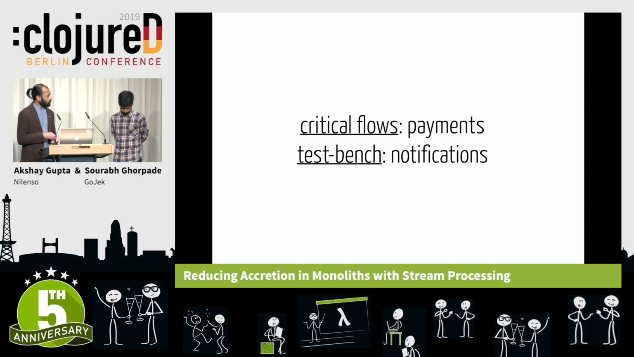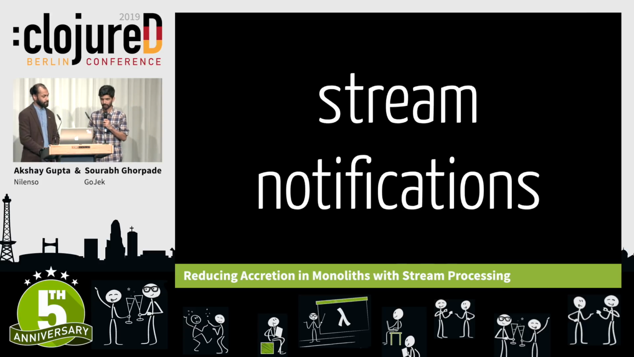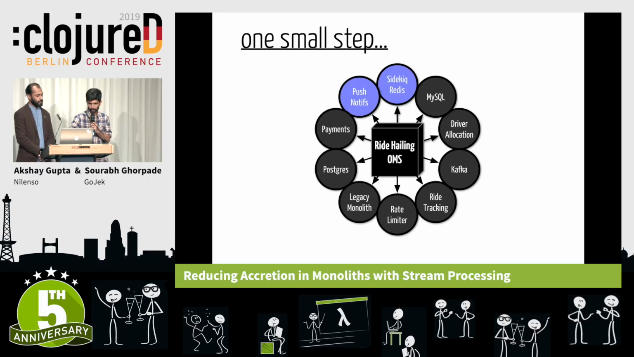If this model were to truly work, processing payments would be a big win because it's one of the more critical flows that exists in any of these products. But we just simply started out with moving out notifications, which is like sending notifications to customers and drivers out first as one of our test benches. So we started out with notifications. So we focused on these two dependencies, the push notifications and the Sidekiq Redis, which did the job processing.